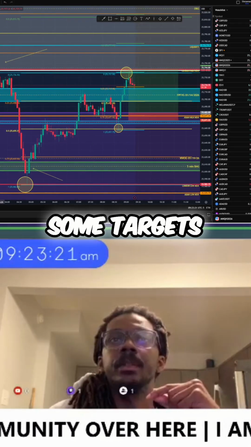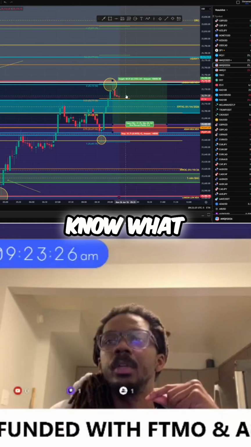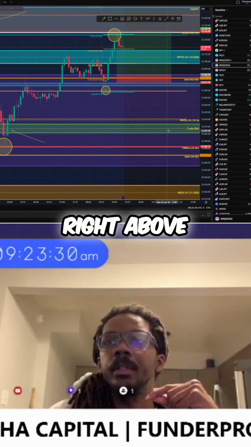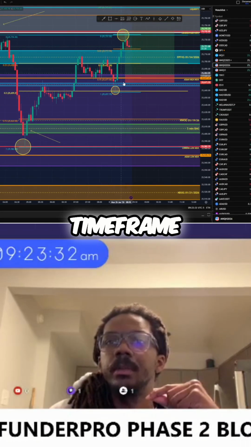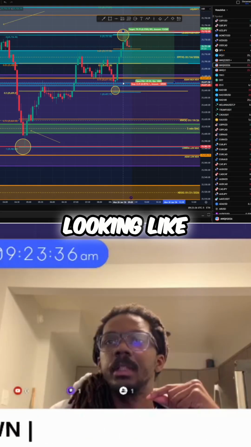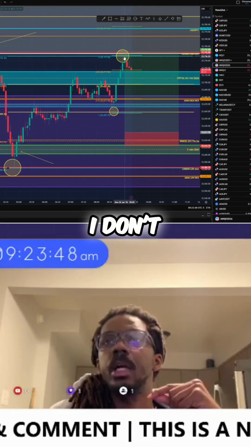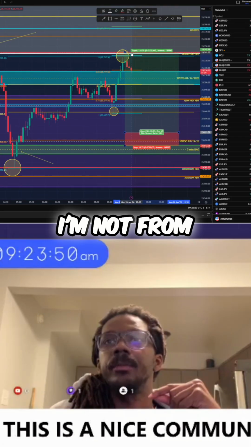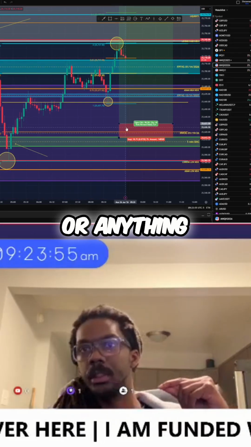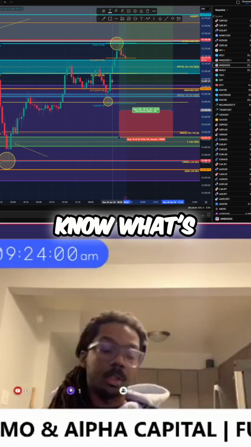Even though we have some targets up here that we know we might want to go higher, you never know what the market is going to do. The market could come all the way down here, right above this breakaway gap on the 5-minute time frame, and then spike up, right? So the trade could end up looking like this, or something like this too. I don't know how the buy is going to look. I'm not from the future, right? I'm not trying to act like I'm from the future or anything like that. But what I'm trying to tell y'all is that you don't really know what's going to happen.